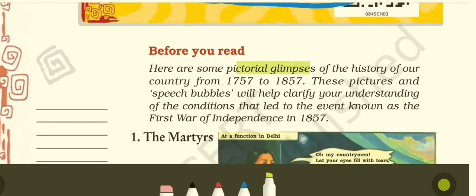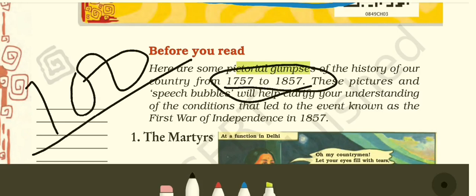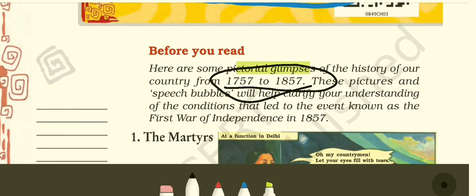Like you must have read accounts and information based on pictures, right? So here is one such important pictorial glimpse of the history of our country, and it dates from 1757 to 1857. That is about 100 years. Some very important events took place in the period of these 100 years. These pictures and speech bubbles will help clarify our understanding of the conditions that led to the event known as the First War of Independence.